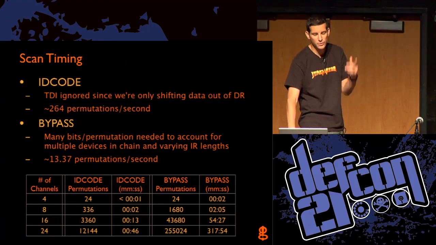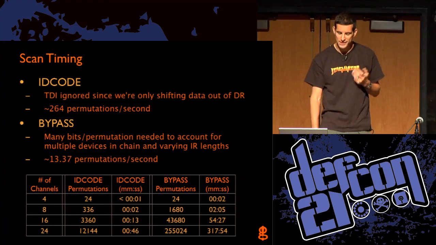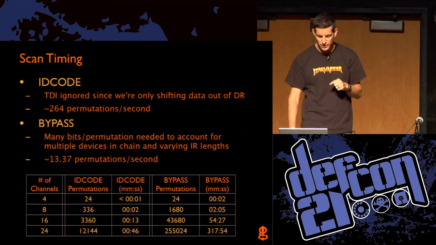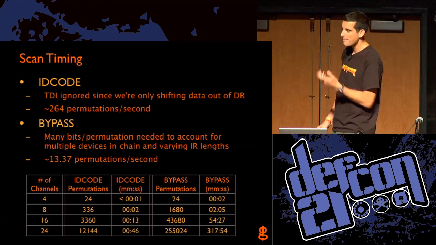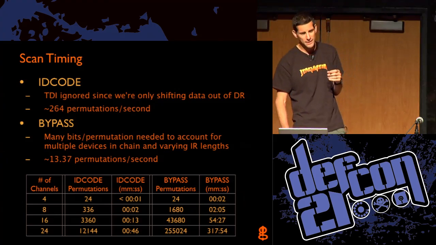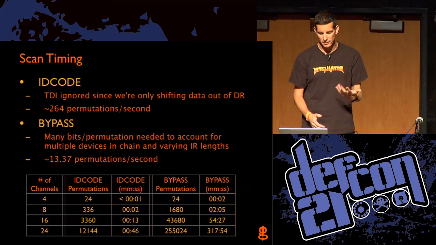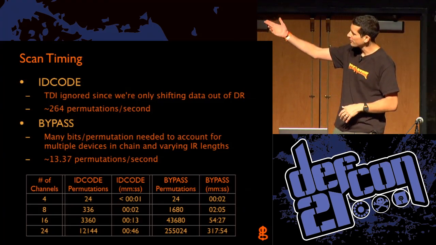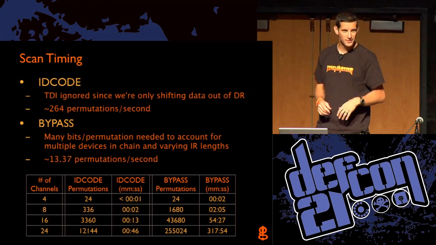ID code scan, since we're ignoring TDI, it's only 3 possible pins that we need, so the number of permutations goes down, and it's pretty fast. It's 264 permutations a second. In bypass mode, we have that extra pin, that TDI pin, and because we have to flush so many ones through there, it takes a little bit longer. So it just happens to be 13.37 permutations a second. It's totally leet.